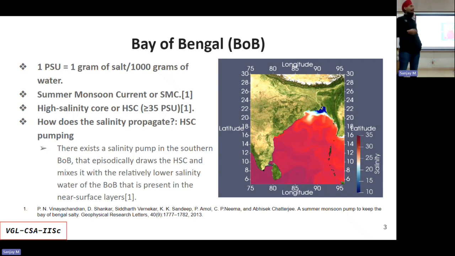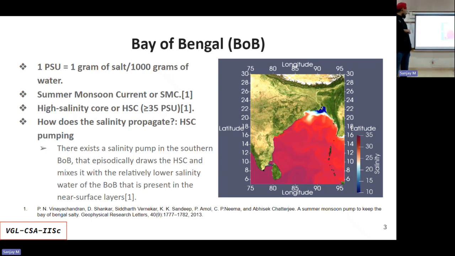A theory suggests that we have the summer monsoon current to thank for that, and it starts from the Arabian Sea and brings high salinity water into the Bay of Bengal near the east of Sri Lanka. This is where it enters. We can see a little bit darker shade here, which shows the salinity is a bit higher.